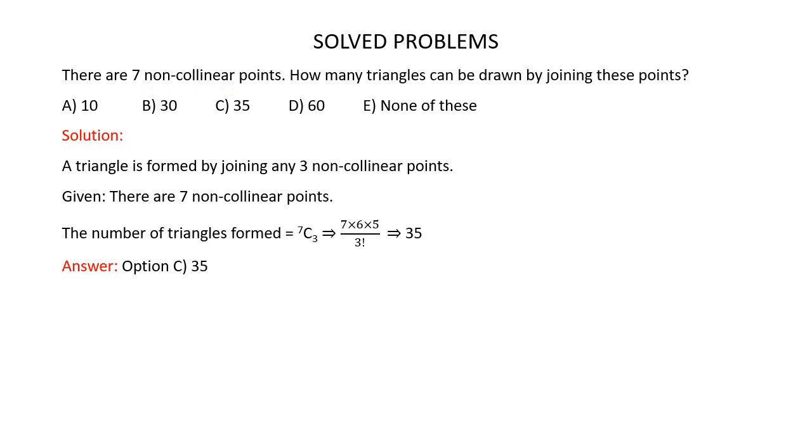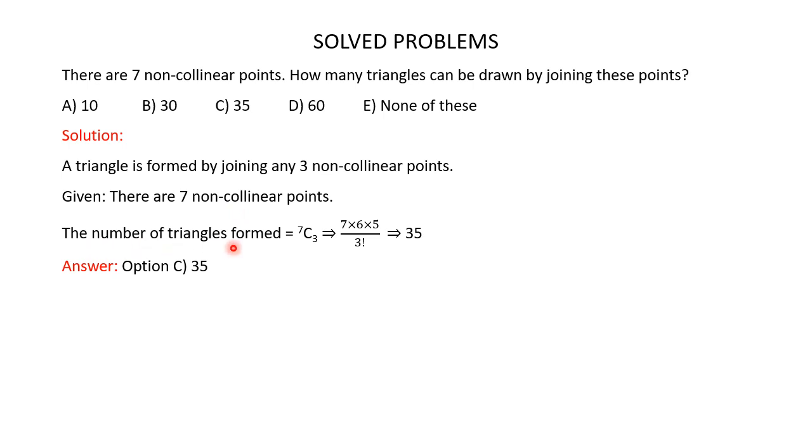There are 7 non-collinear points. How many triangles can be drawn by joining these points? You are given 5 options here and you have to find out which of these options is the correct one. Now you know that a triangle is formed by joining any 3 non-collinear points. Now it's given that there are 7 non-collinear points. So 3 non-collinear points have to be selected from these 7 non-collinear points. 3 non-collinear points can be selected from 7 non-collinear points in 7C3 ways.